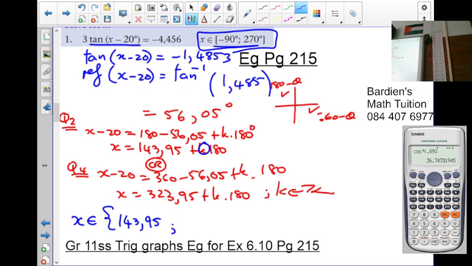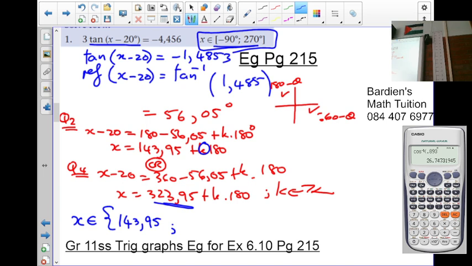Don't you give me an answer because you guys didn't want to play along earlier on. It's 323,95. You see that? But what do you notice? That is repeated here. Can you see that? But is that inside or outside? Outside. So I'm not going to write it down. Just keep that in mind.